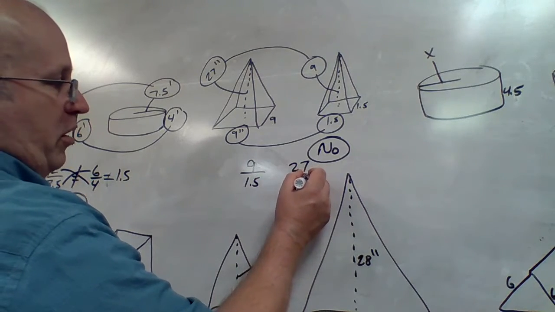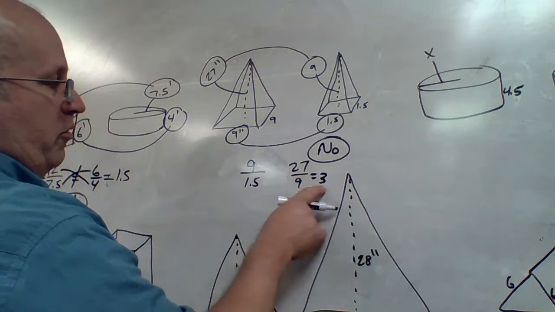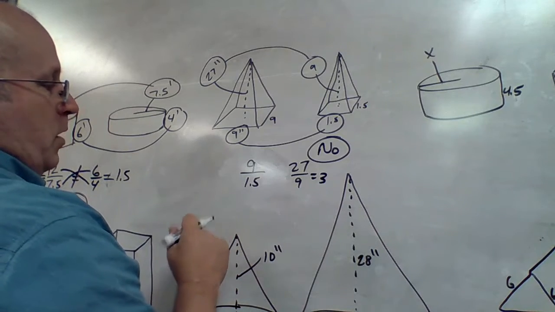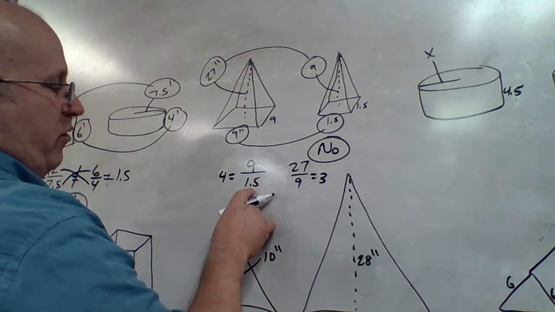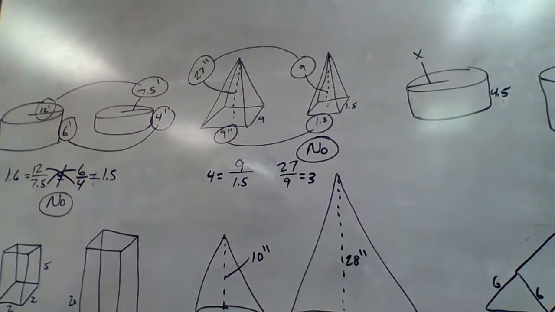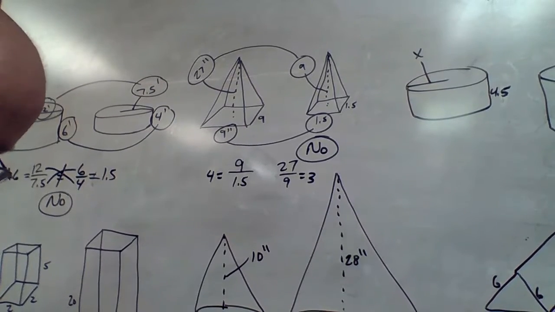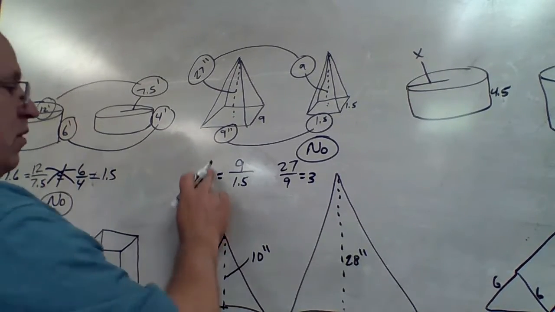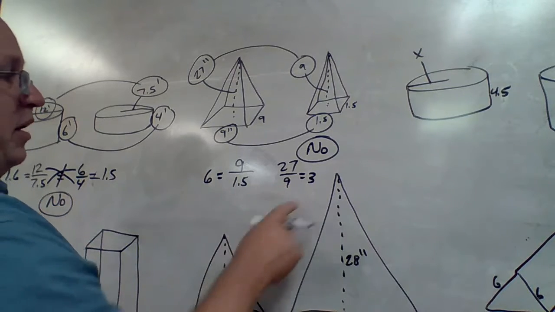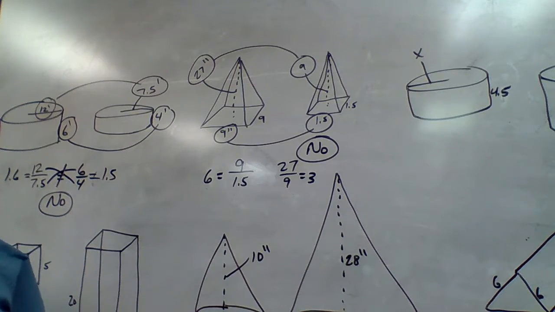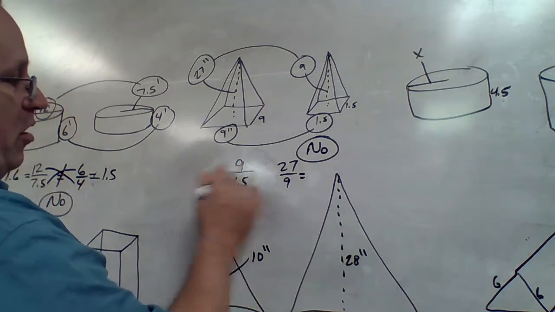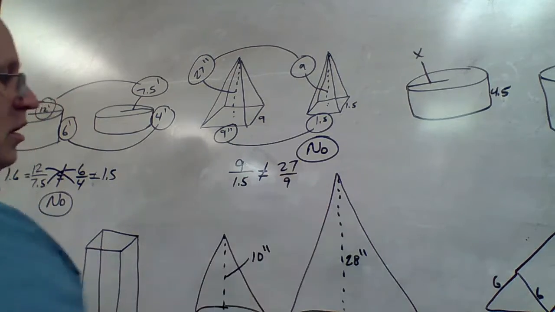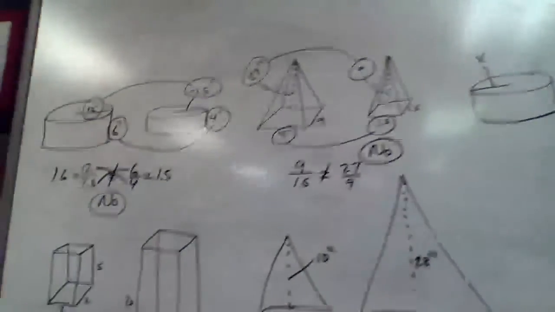Another way to do this is to change this into decimal numbers and then compare the decimal numbers. In this case, 9 over 1.5 is, oh, it's not 4. What am I thinking? 9 divided by 1.5 is 6. And 27 divided by 9 is 3. So again, no. Since these are not equal ratios, the figures are not similar.